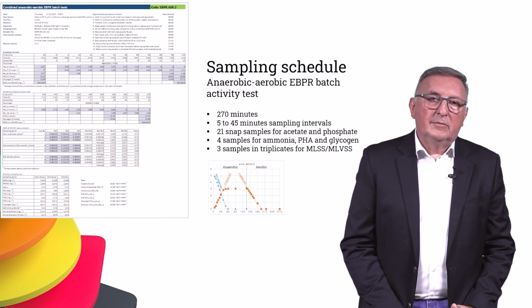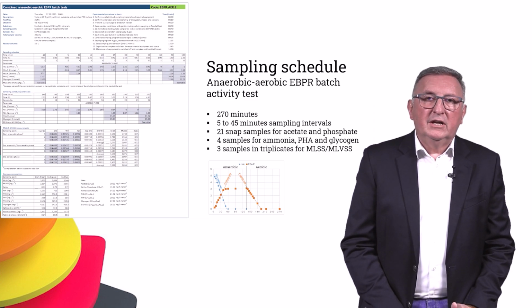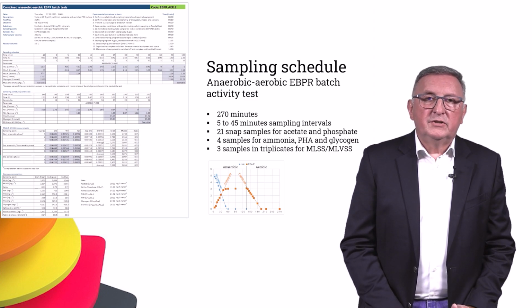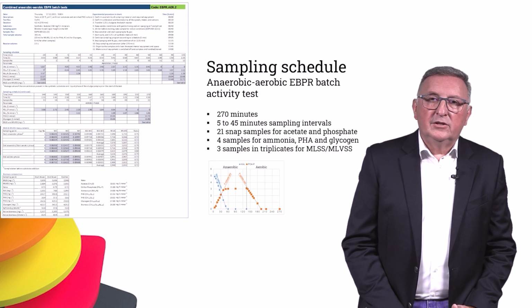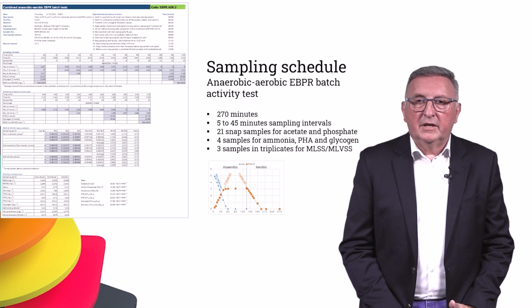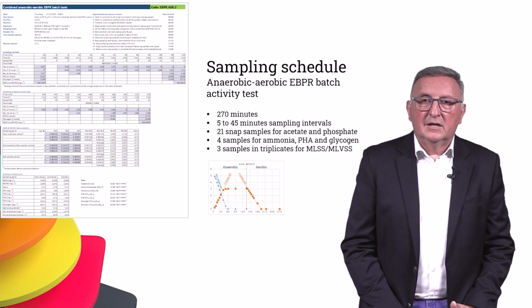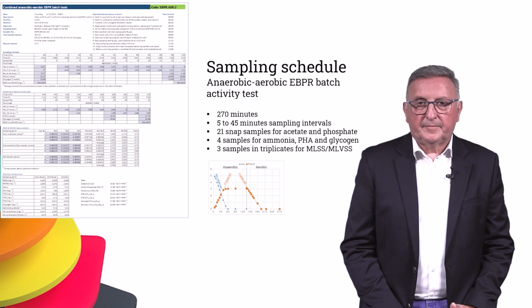In this study, we developed an experimental sampling form which really contained all necessary information to perform the test, but also for any other person or students to repeat the test using exactly the procedure which is prescribed in this form. The part of the form is sampling schedule. This is a sampling schedule as an example of anaerobic-aerobic EBPR batch activity test, which is in total duration of 270 minutes and has sampling intervals between 5 and 45 minutes.